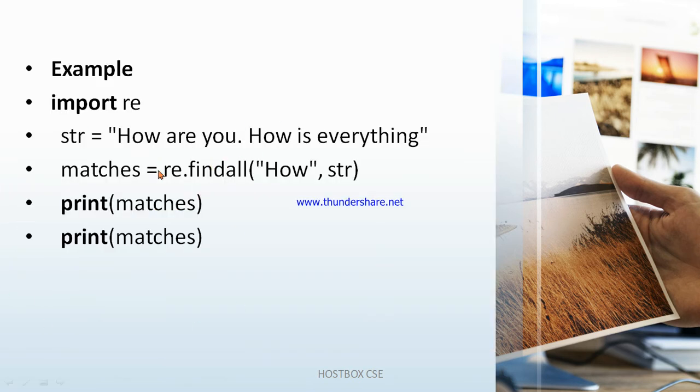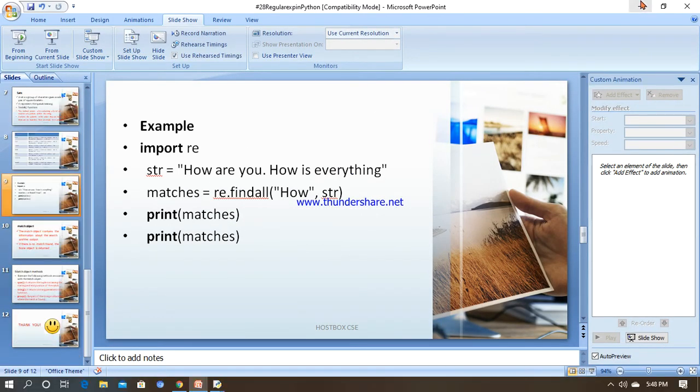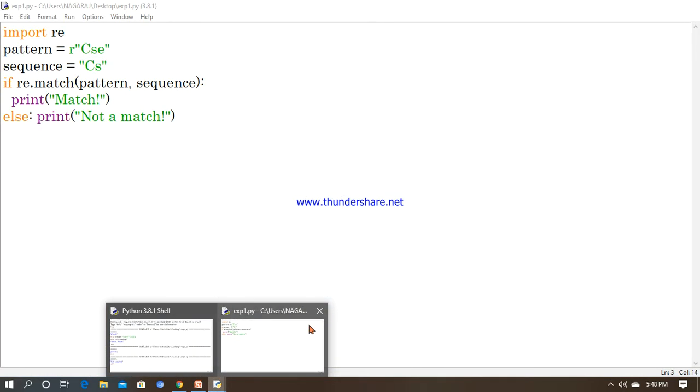As an example, we have a small program called exp2.py, where I am going to write import re. I write the string "how are you and how is everything", and then matches equals re.findall with "how" comma the string, and print matches. So let's go for execution here.